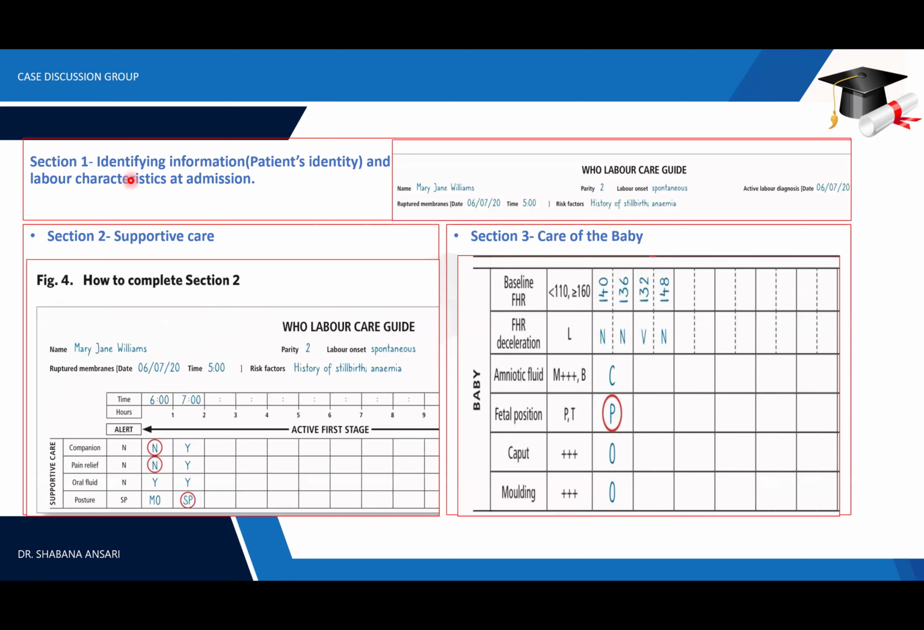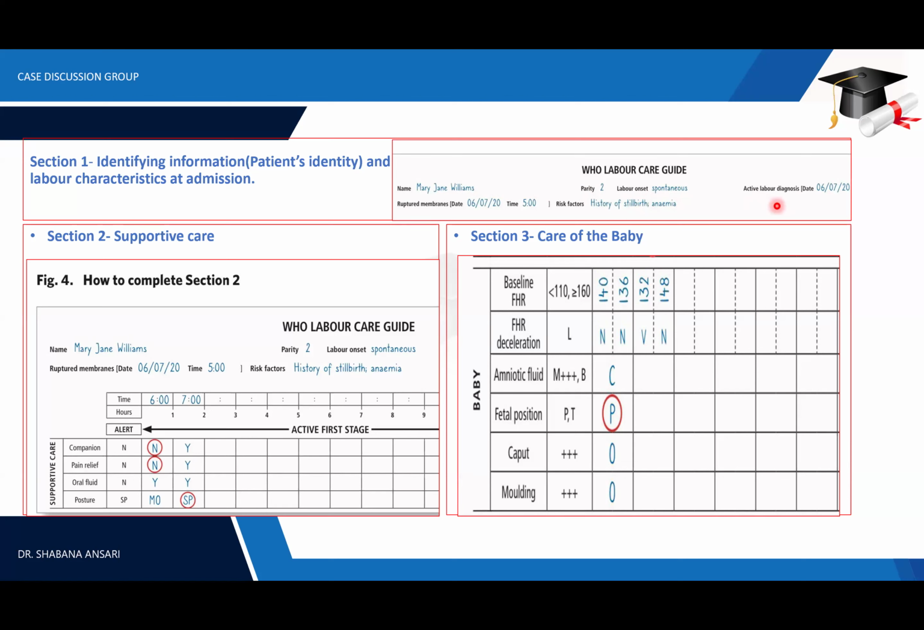So we have this first section. Here we have to fill the patient's demographic, patient's identification, and labor characteristics. So write the full name of the patient, and we have to check and confirm it from the medical record that it is the correct name. What is the parity? Labor onset, whether it is spontaneous or induced labor. If induced, then what was the method of induction: prostaglandin, oxytocin, or ARM.